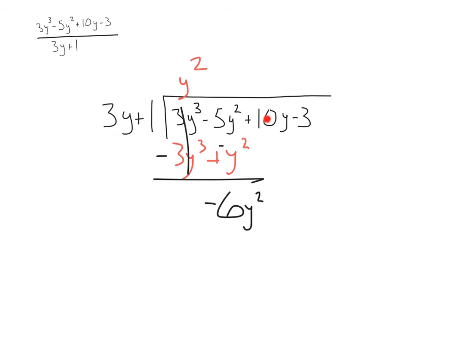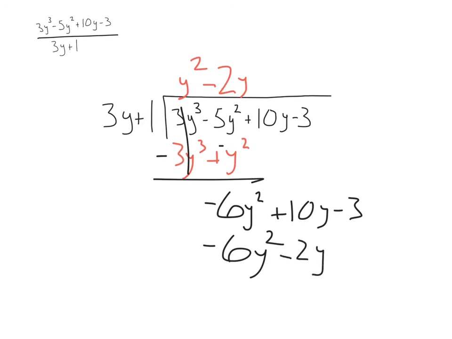Okay? Then I'm going to bring these guys down. Plus 10y minus 3. Okay, what times 3y is negative 6y squared? Well, that's going to be minus 2y. Negative 2y times 3y, negative 6y squared. Negative 2y times 1 is negative 2y. I subtract those, so I change the signs. Those cancel. 10y plus 2y is 12y. Bring down my negative 3, and there I am.